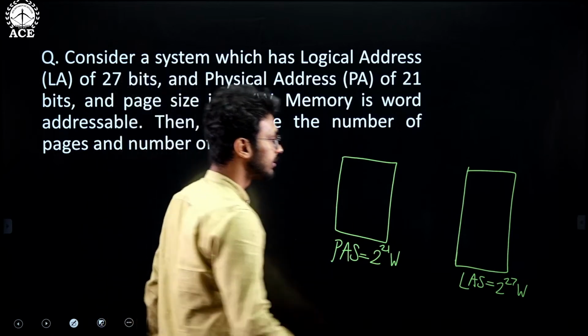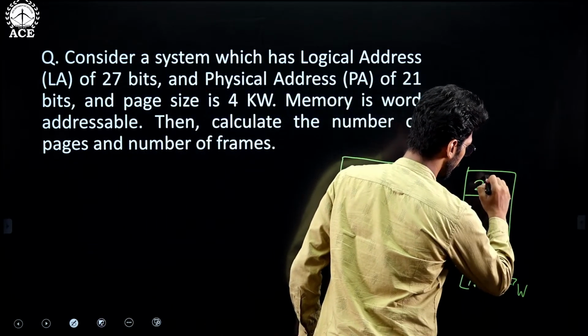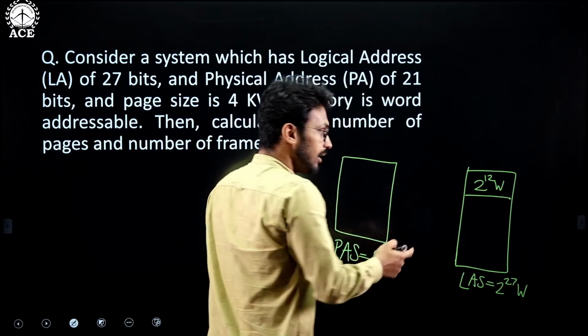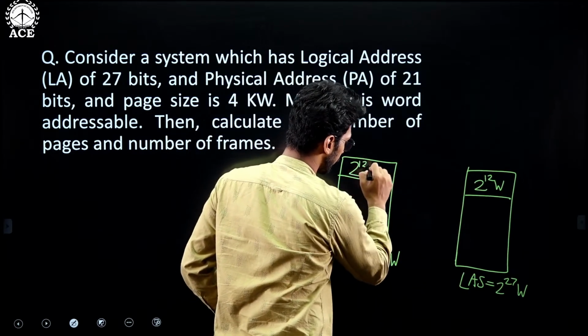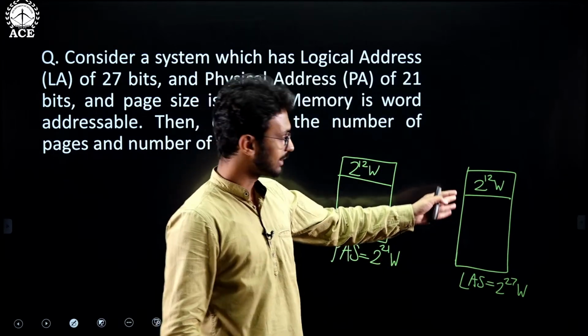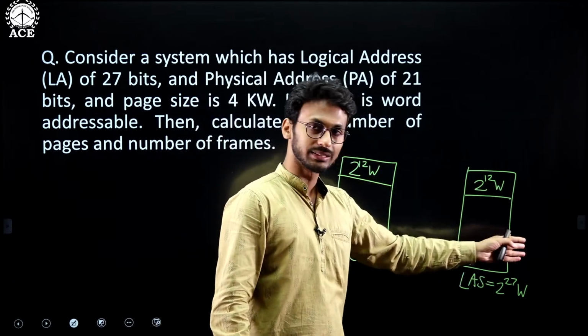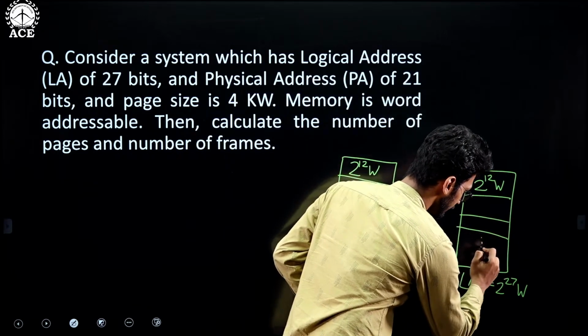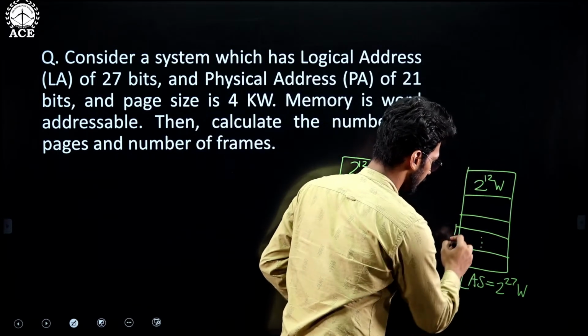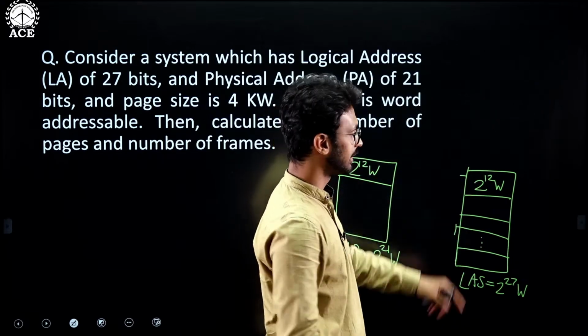2 raised to 12 words. Page size is same as frame size. So here also 2 raised to 12 words. This is basic maths. This entire chunk size is 2 raised to 27. It is divided into 2 raised to 12 smaller chunks. So how many such chunks will be there?